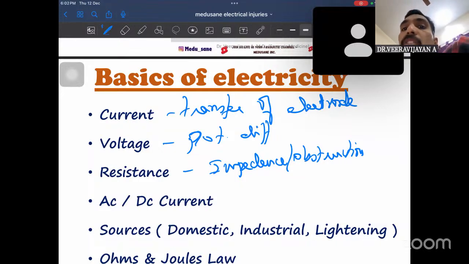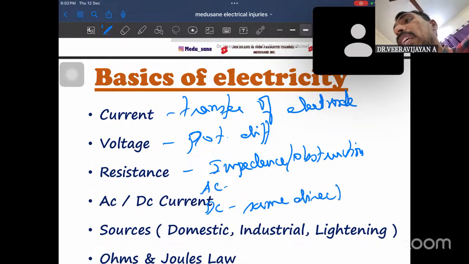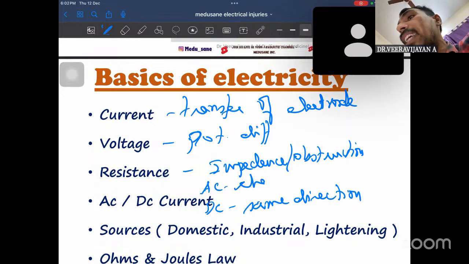Then another important aspect is AC and DC current. AC current changes its direction at a particular frequency. DC current flows in the same direction. Sorry, DC current flows in the same direction. AC current changes its direction at a particular frequency.